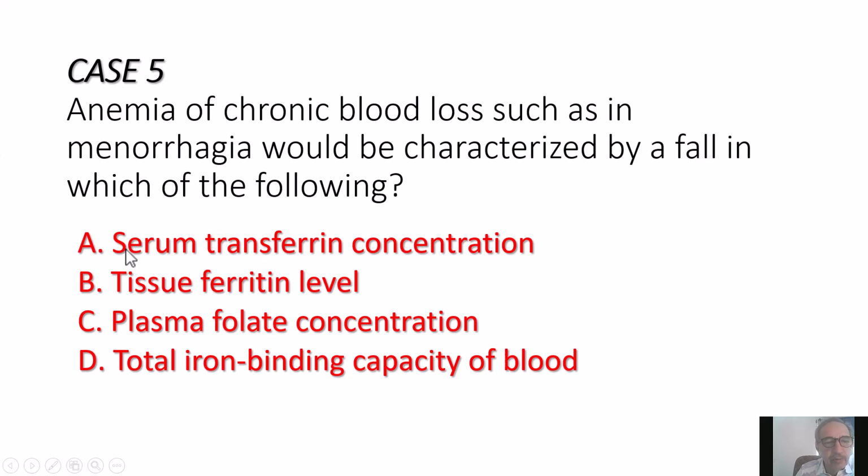Which of the following will be reduced? A fall in serum transferrin concentration. Transferrin is the iron binding protein, a beta globulin. Protein will not be affected as such. Tissue ferritin levels will be reduced because of the low iron content. This is the answer. Folate concentration will not be affected because blood loss doesn't affect the folic acid level. Iron binding capacity will be normal because the protein transferrin is normal. So tissue ferritin levels will be reduced, characteristically in iron deficiency anemia.